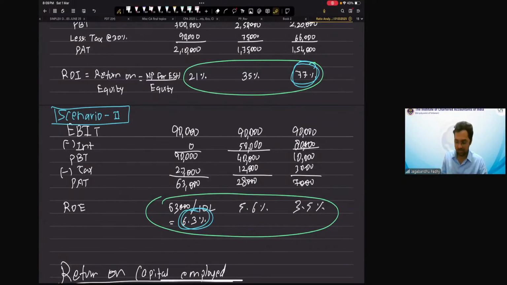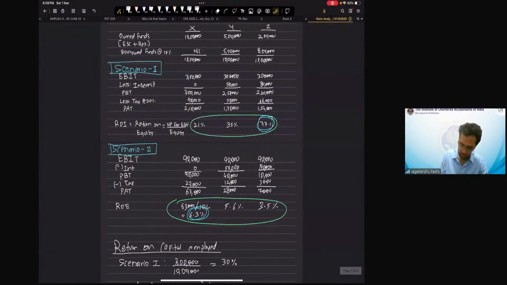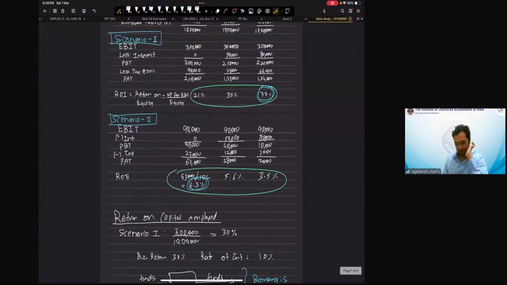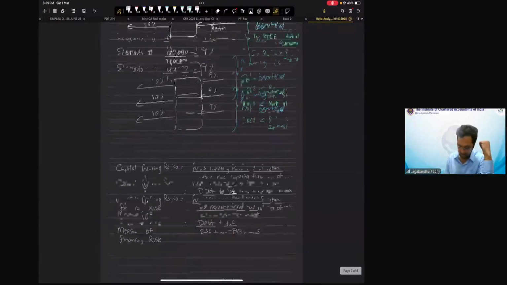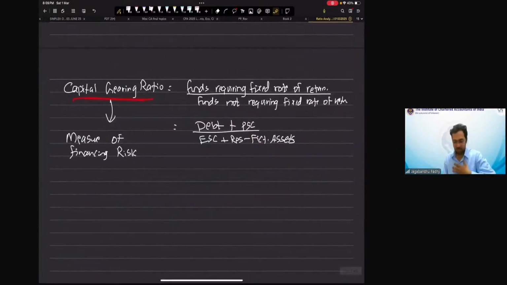In finance also, it's the same thing. If you are ready to take that high gear, means take more borrowed funds, more funds which require a fixed rate of return, then a high return on investment is also possible. You cannot have high return on investment without going for a high degree of gearing. And that level of risk which you have is measured by the term capital gearing ratio.